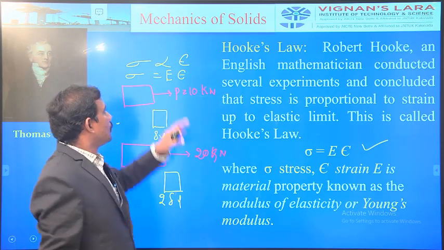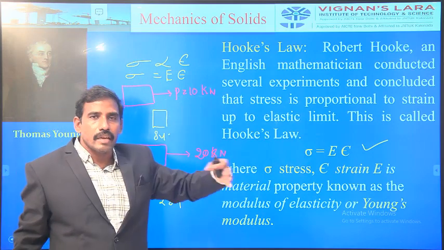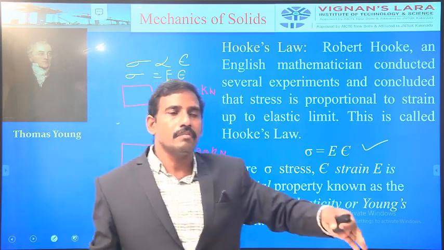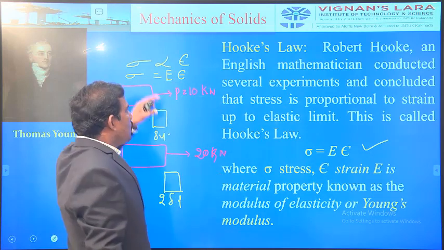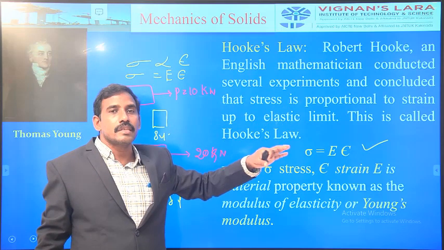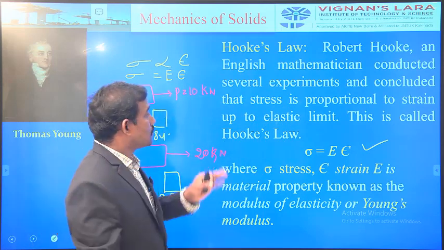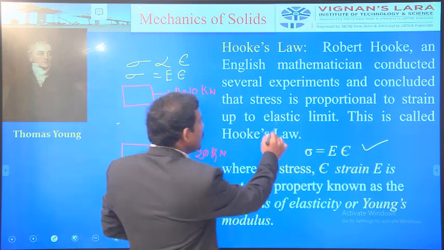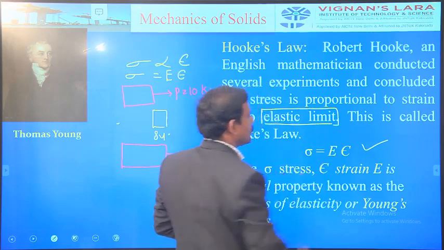What we find out is, whenever a body is subjected to any kind of system of forces, on any member, on different materials, they conclude only one thing: the stress is always proportional to strain up to a certain limit only. It is very, very important. That is up to a certain limit. That limit is called the elastic limit.